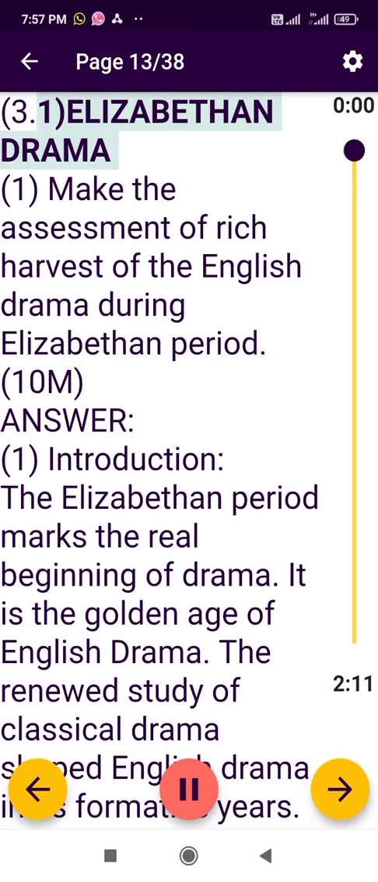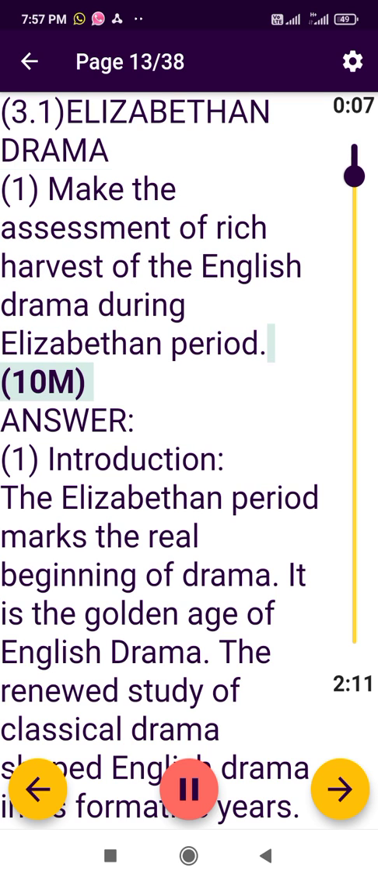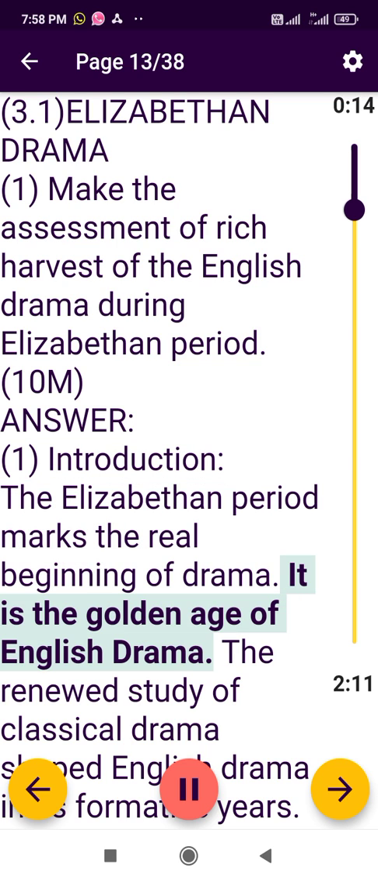3.1. Elizabethan drama. Make an assessment of the rich harvest of English drama during the Elizabethan period. Answer. 1. Introduction. The Elizabethan period marks the real beginning of drama. It is the golden age of English drama.